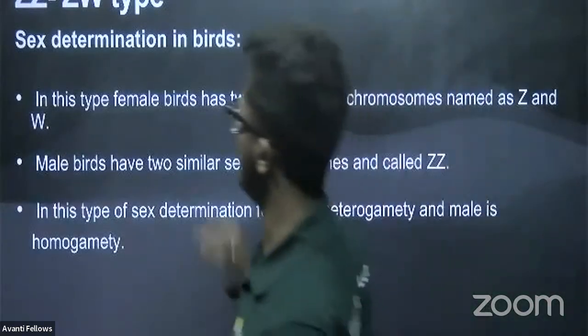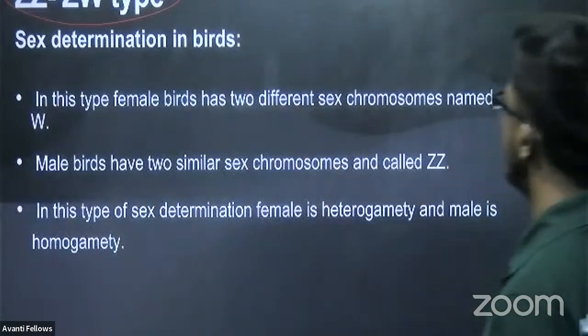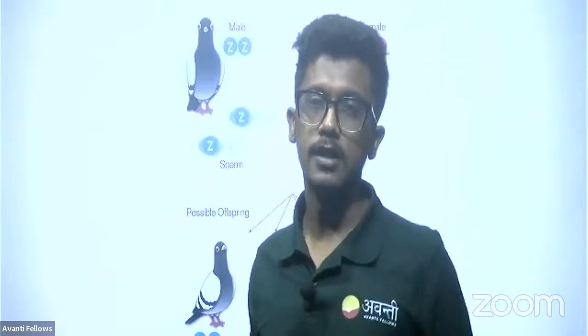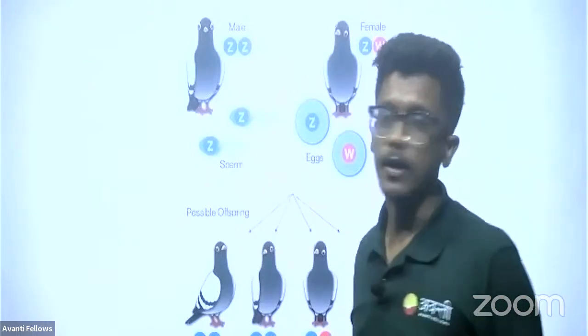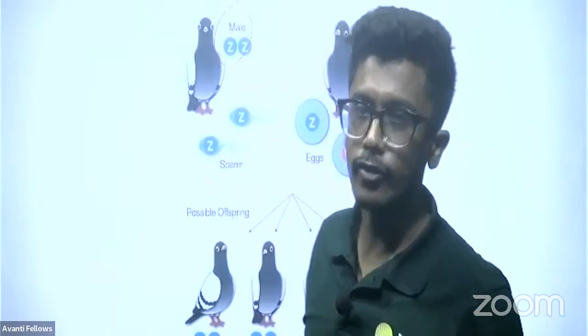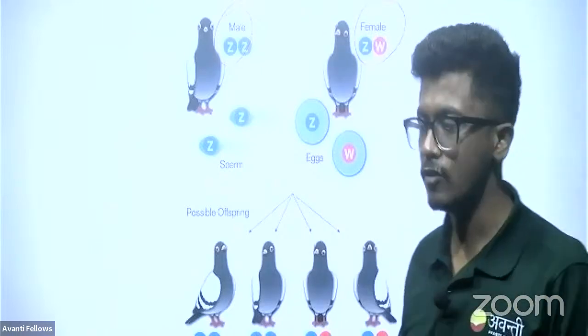Next one is called ZZ and ZW type of sex determination. So this is a very unique type of sex determination. Why? Because here it is completely opposite. In this oppositeness, what we see is the male produces very similar type of gametes, whereas the female is the one who produces two different types of gametes. So let's look at it.